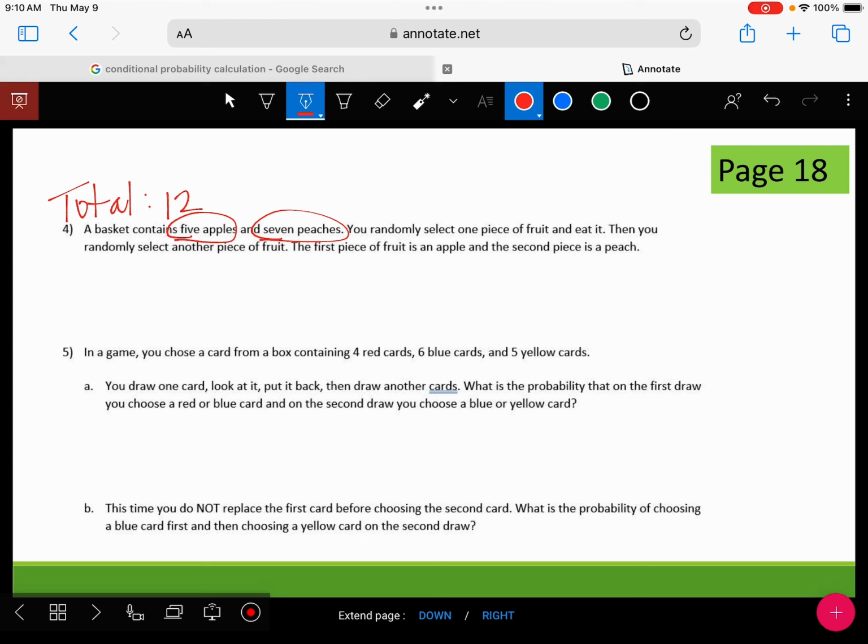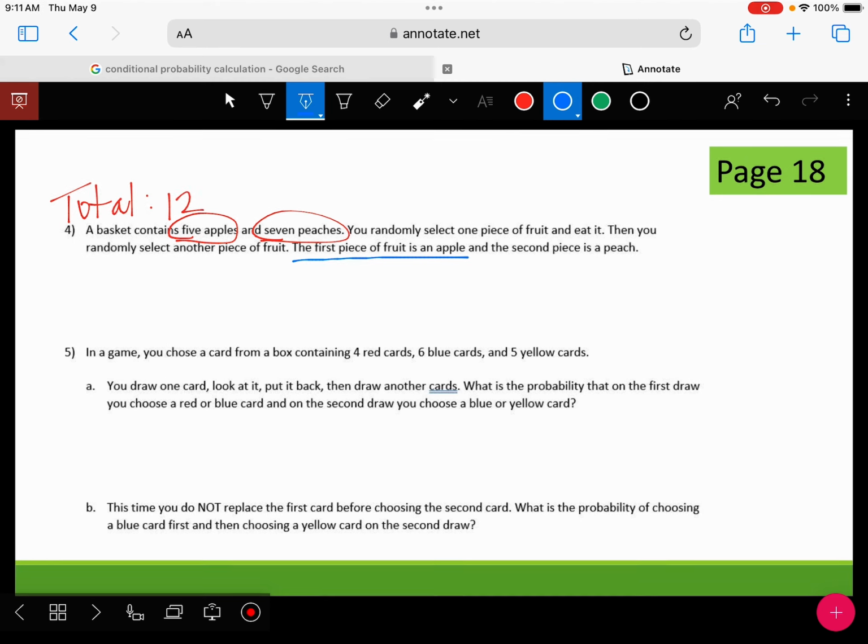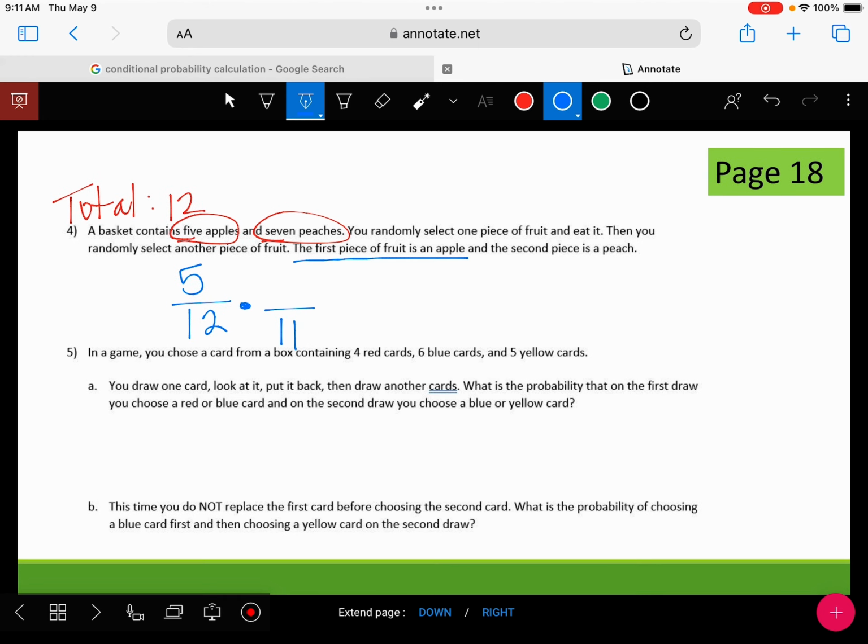And then we got another piece of fruit. So what's the probability that the first time I picked a piece of fruit, it was an apple? Out of 12, how many apples did I have? 5. But because I ate it, when I go in the basket the second time, do I still have 12 pieces of fruit? No. How many do I have? 11. Now, the first time I picked an apple. The second time I picked a peach.